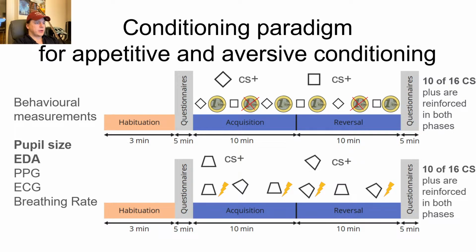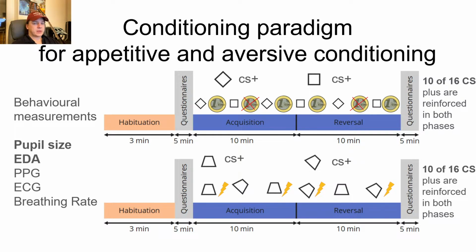So how it actually goes, this is the plan of the conditioning. First, the participant had the habituation phase. During the habituation phase, they were presented with 4 CS pluses and 4 CS minuses without being reinforced with anything. And then they had the questionnaire. And then after the questionnaire, they had the main conditioning session, which consisted of 2 parts, the acquisition phase and the reversal phase. In the reversal phase, CS plus turns to CS minus, and CS minus turns to CS plus.